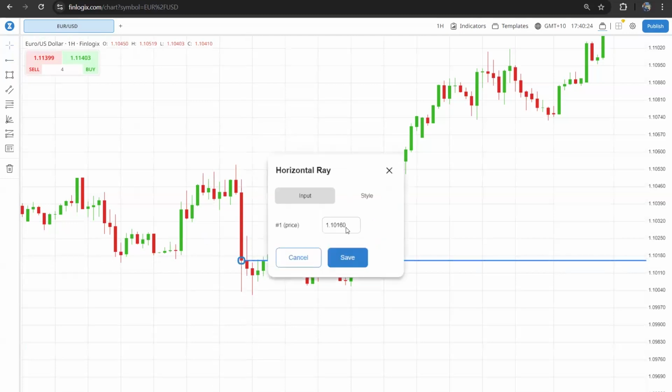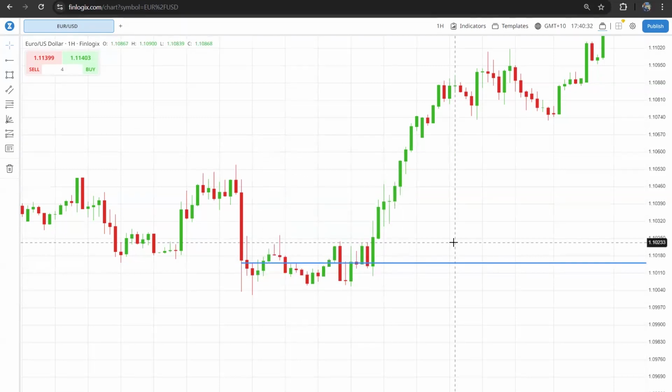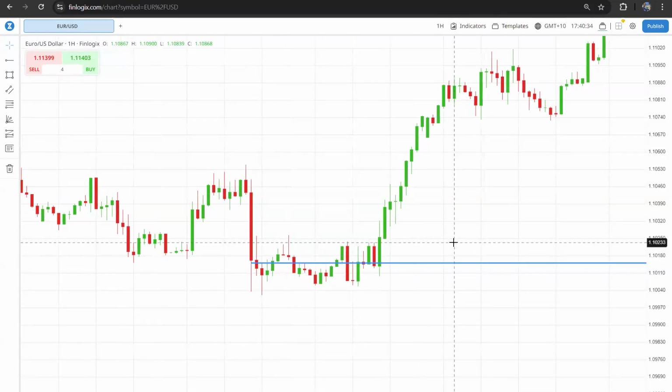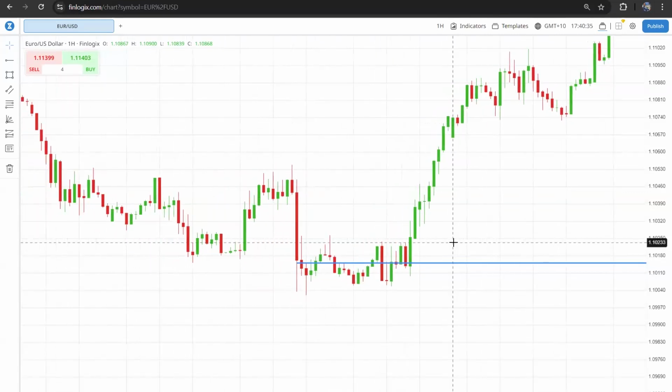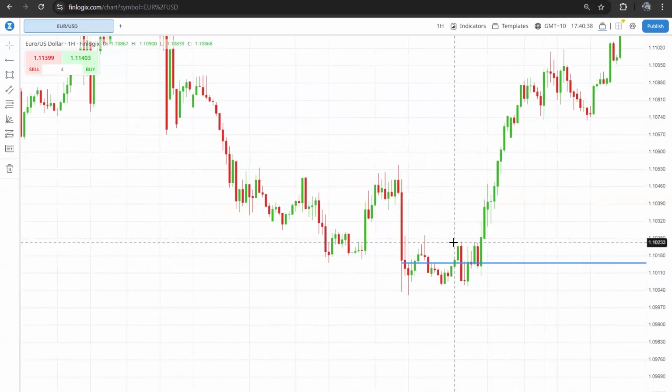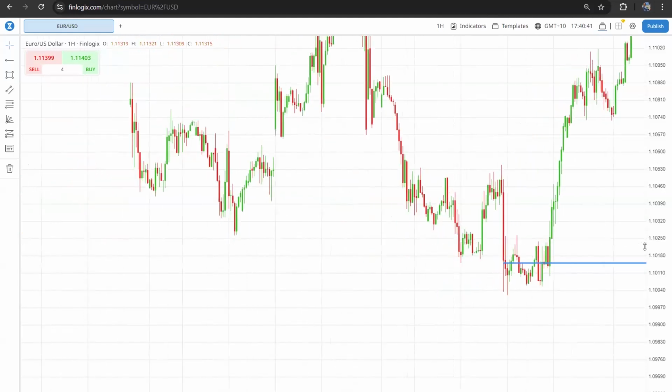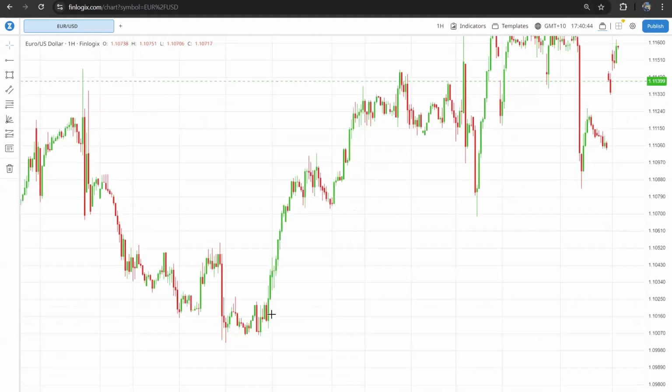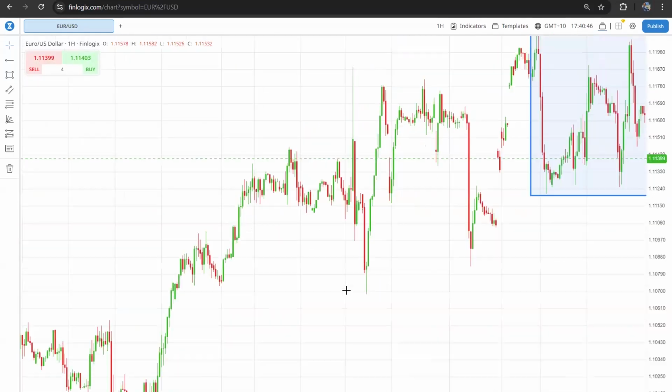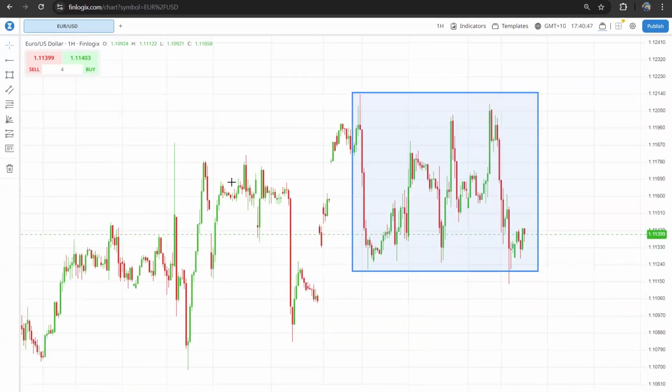Okay, 1.10. Actually 1.105, sorry. Yes, good. So if we look at the whole market, we've seen a pretty decent move up to 1.12, where we are trading right now.